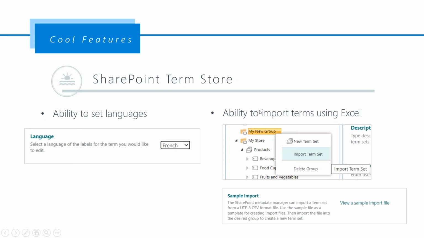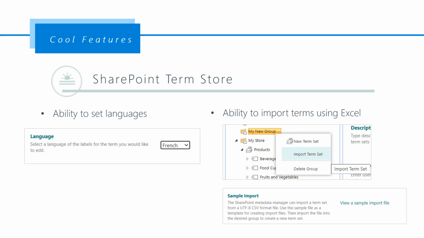Okay, so aside from the ability to edit terms and move terms, I also found out that the term store has the ability to set languages. So if you are working in a multilingual company, maybe you have a language preference, you can also set the language for your term. In the term store, you can select the language. For example, here it's showing French, and then you can add the translation for the term in French.